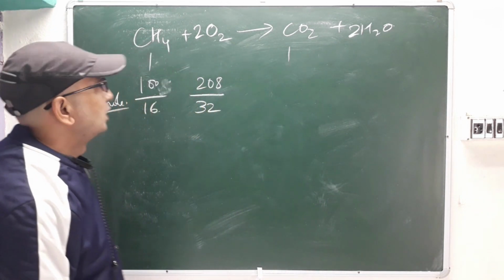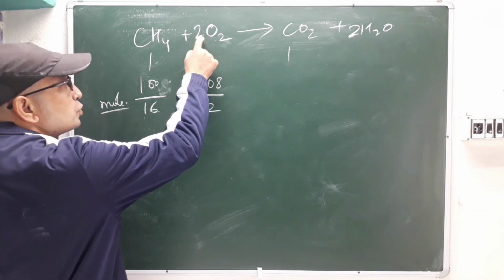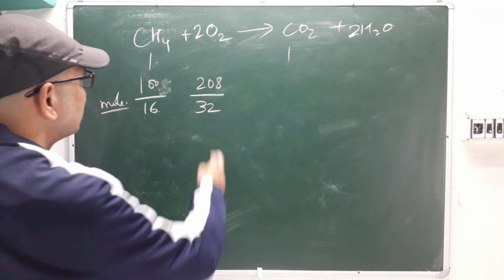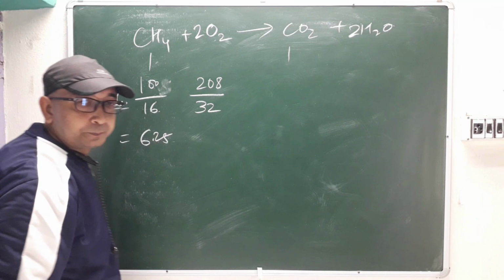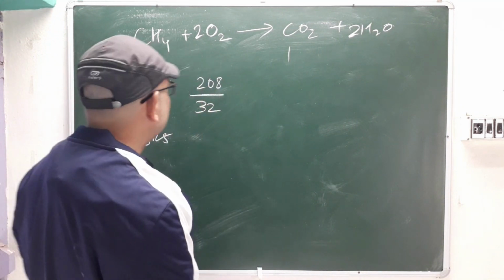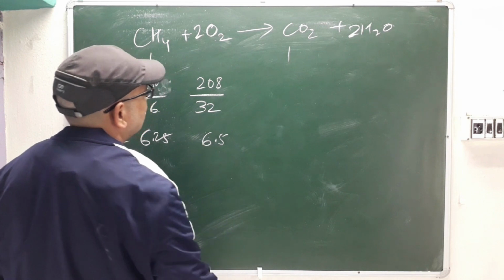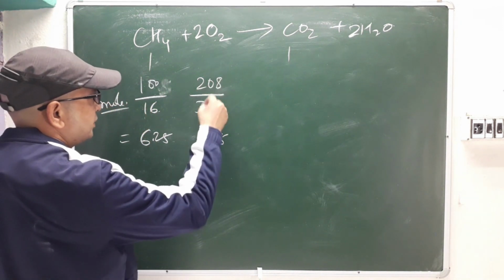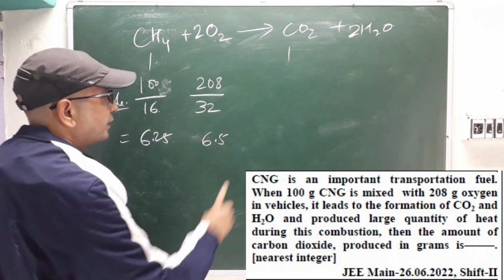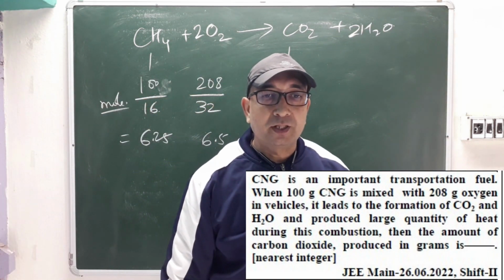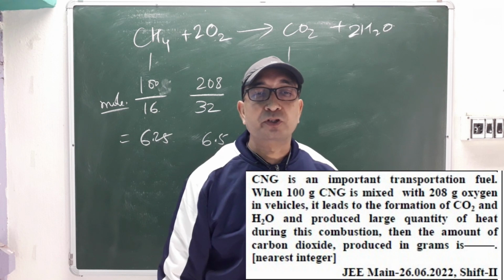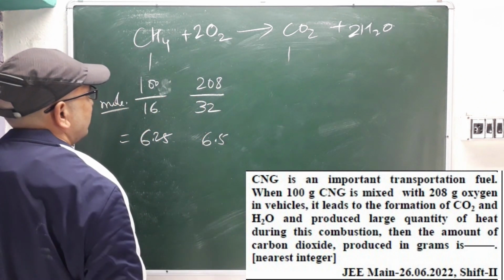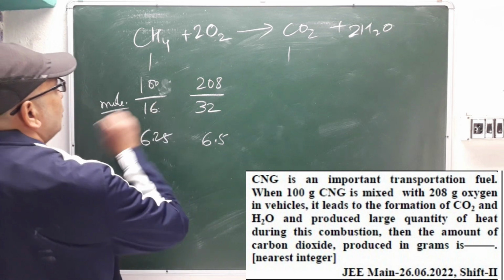Whatever moles it will come, then again we have to divide by 2 because 2 moles it has taken. This will become the moles of oxygen, right? So how much is it coming? If we are solving, 6.25, it will come 6.5. Now what we have to calculate: it leads to the formation of CO2 and H2O and produces a large quantity of heat. During this combustion, the amount of carbon dioxide produced in gram is what they want, right?